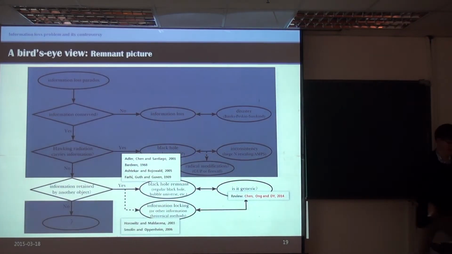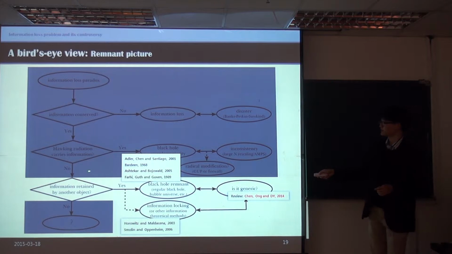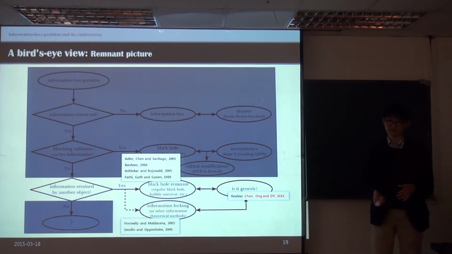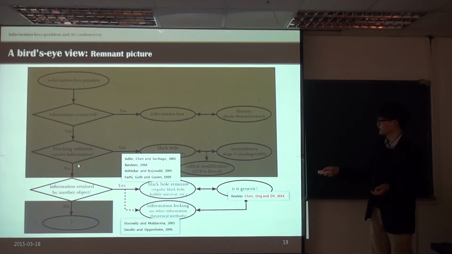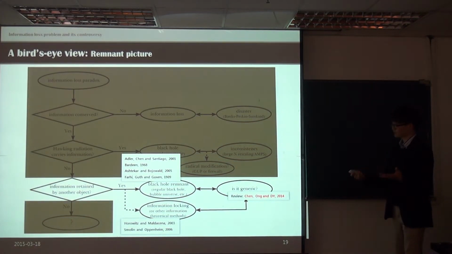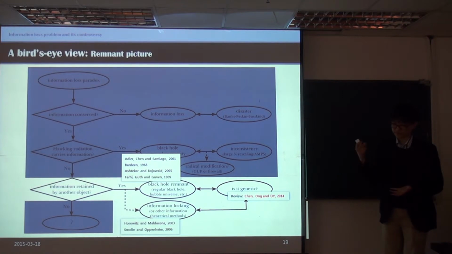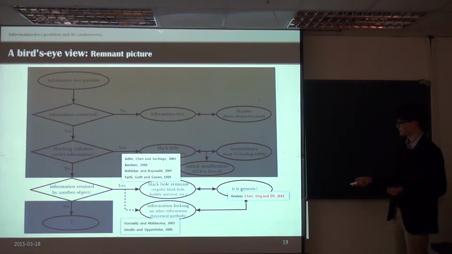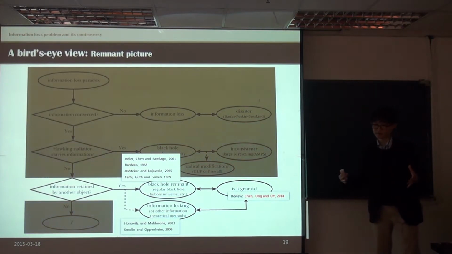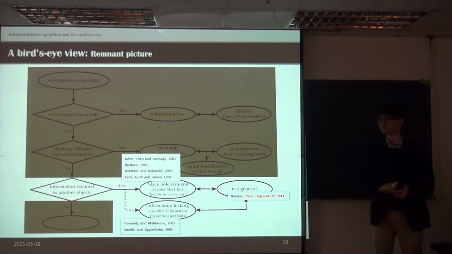So maybe if you believe that complementarity is inconsistent, if we go in this direction, then the third question is this: is information retained by something other than Hawking radiation? If we say yes, then we follow what is briefly defined as the remnant picture.